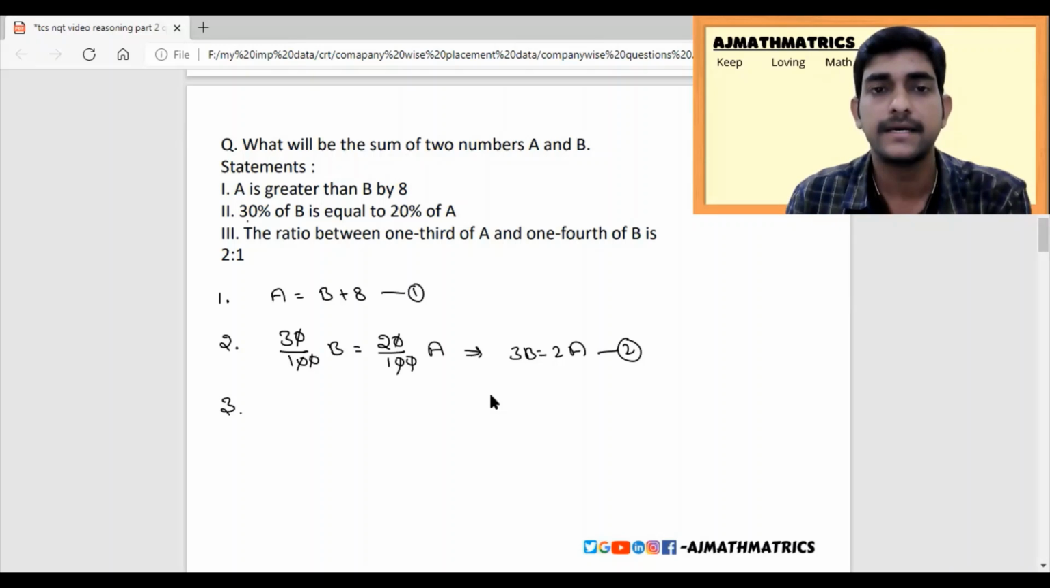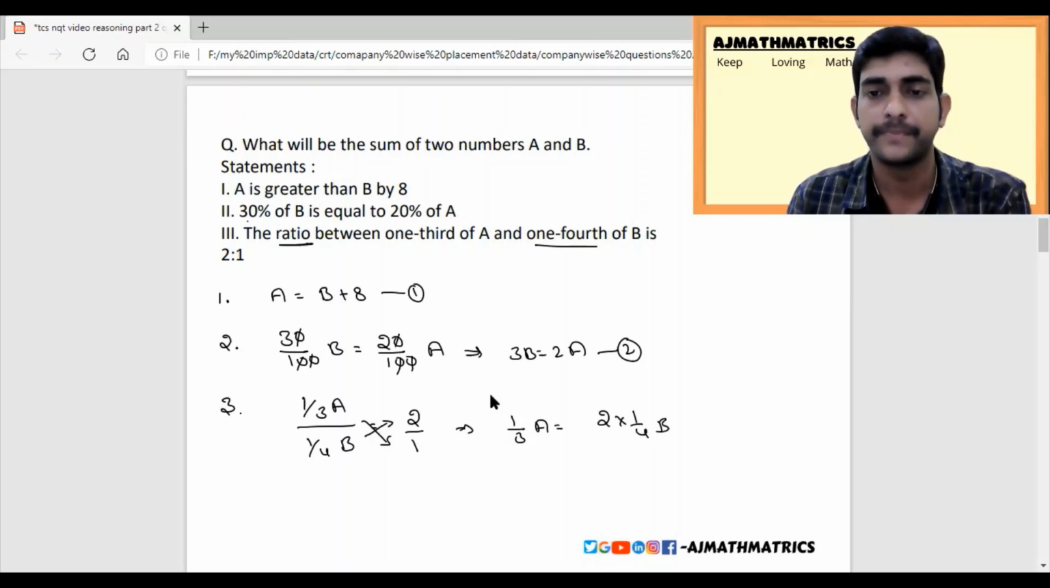And come to the third equation. The ratio means what? Division symbol. The ratio between 1/3 of A and 1/4 of B is equal to 2 by 1. So if you cross multiply this, we'll get 1 by 3 of A is equal to 2 into 1 by 4 of B, which is 1 by 2 of B. And if you again cross multiply this one, we'll get 2A equal to 3B. This is statement 3.